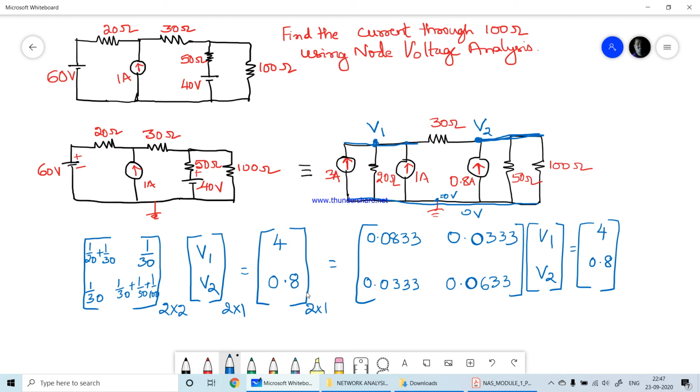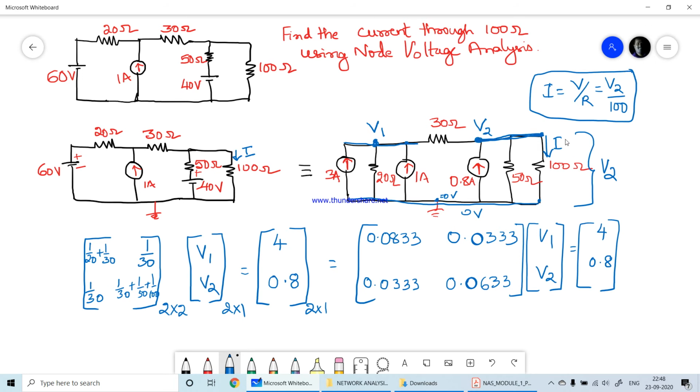Now in this problem I need to find out the current through this 100 ohms. So let me take this as I. What is the voltage across 100 ohms? The voltage across 100 ohm is nothing but V2. Therefore I equals V by R, which is V2 divided by 100 ohms, flowing through 100 ohms. Now my job is only to find V2.